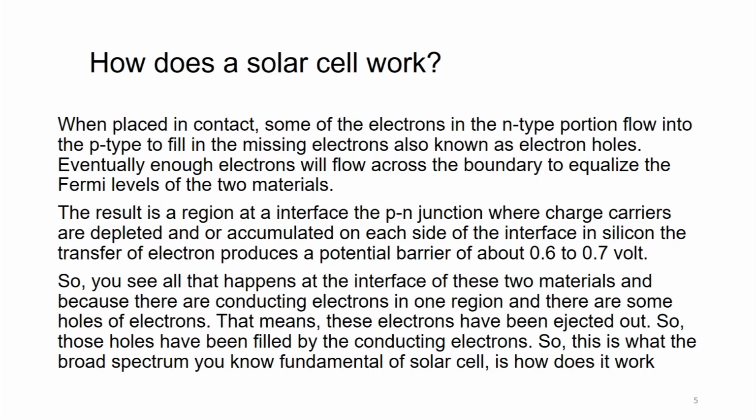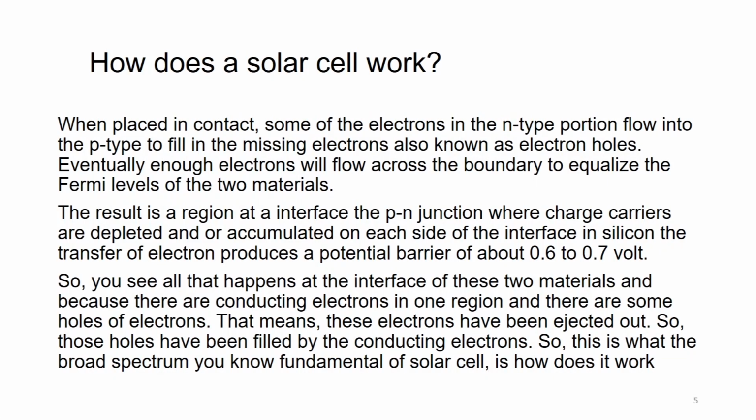How does a solar cell work? When placed in contact, some of the electrons in the N type portion flow into the P type to fill in the missing electrons, also known as electron holes. Eventually, enough electrons will flow across the boundary to equalize the Fermi levels of the two materials. The result is a region at the interface of the p-n junction where charge carriers are depleted and or accumulated on each side of the interface in silicon. The transfer of electrons produces a potential barrier of about 0.6 to 0.7 volt.